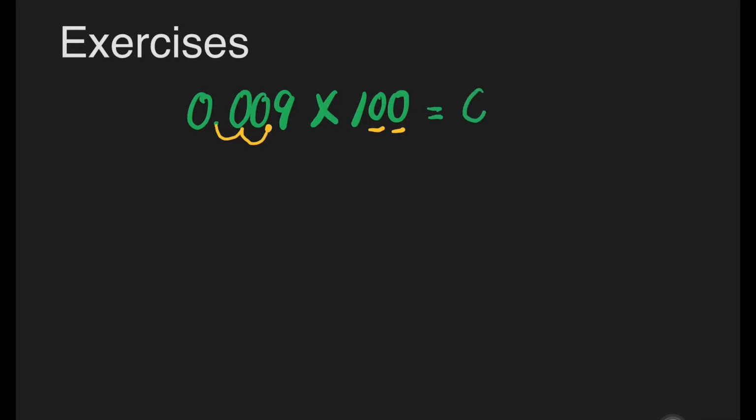Let us have another set of exercises. What if our given is 0.009 times 100? In solving this, we have to move how many places to the right? We only move 2 decimal places to the right because we have 2 zeros in here. So it means we can move our decimal point to the right, 1 and then 2. Our answer is 0 decimal point and 9, or 9/10. Easy.